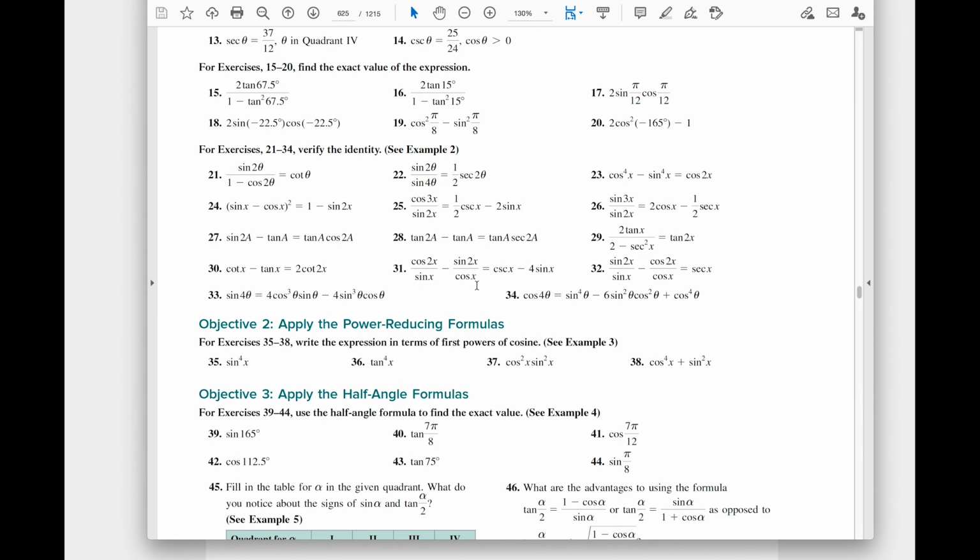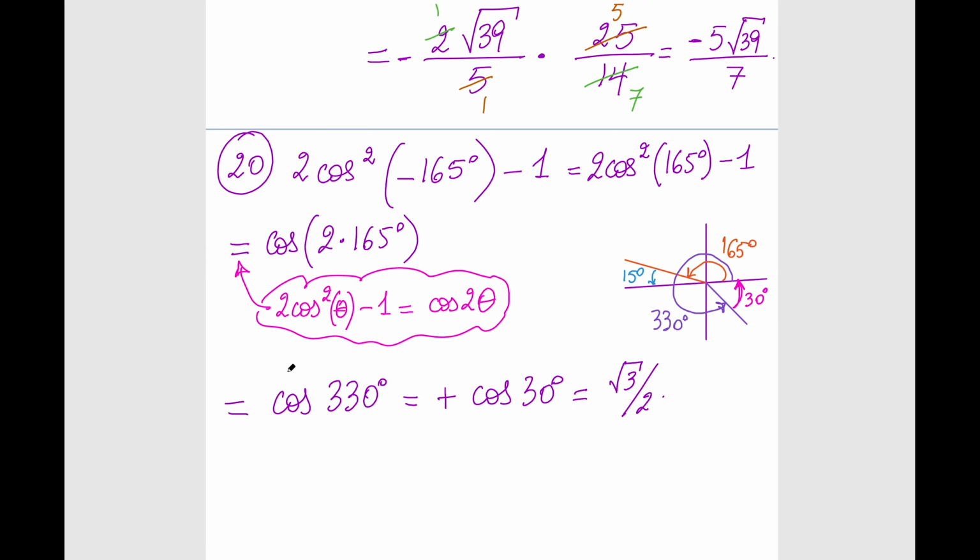How about we move on to this set of problems, 21 to 34, and let's choose one of these. Which one should we choose? How about 34? We want to show that cosine of 4 theta is equal to sine to the power 4 theta minus 6 sine squared theta cosine squared theta plus cosine to the power 4 theta. Okay? So let me write this down. So this is number 34.